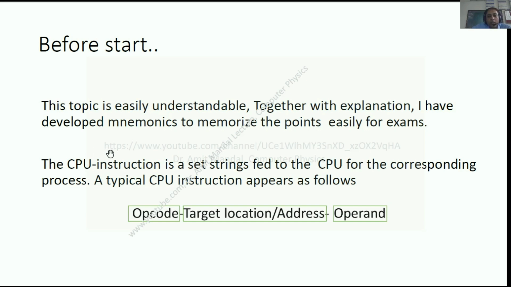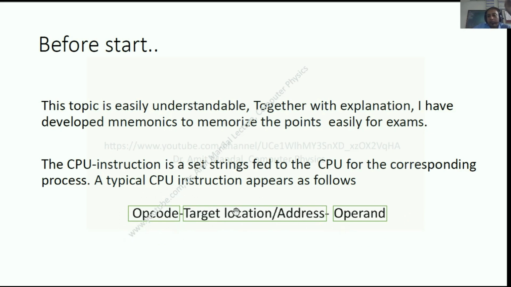We know that a CPU instruction is a set of strings fed to the CPU or processor of the computer for a corresponding process. A typical CPU instruction appears like this: it consists of an opcode followed by the target location or address, followed by an operand.